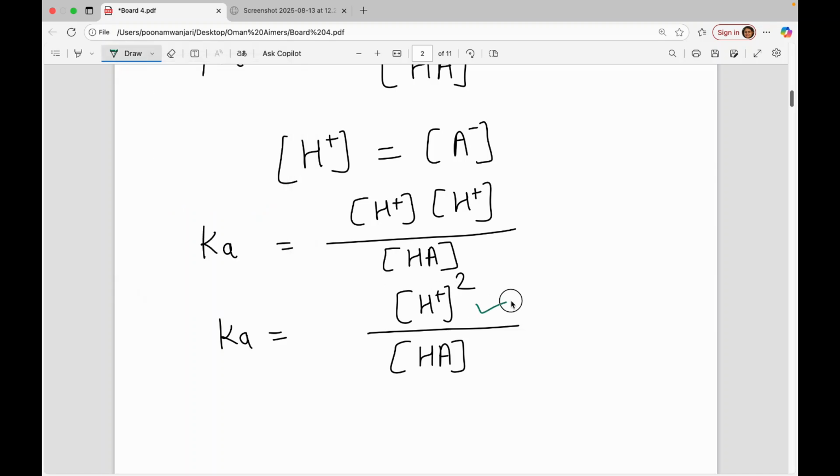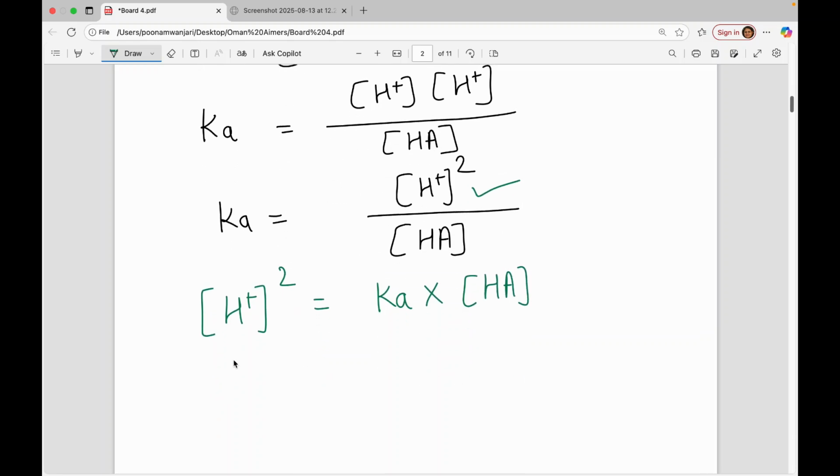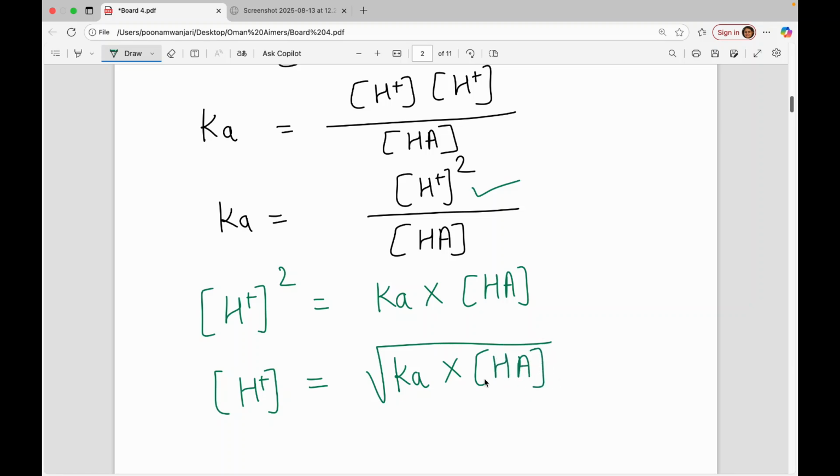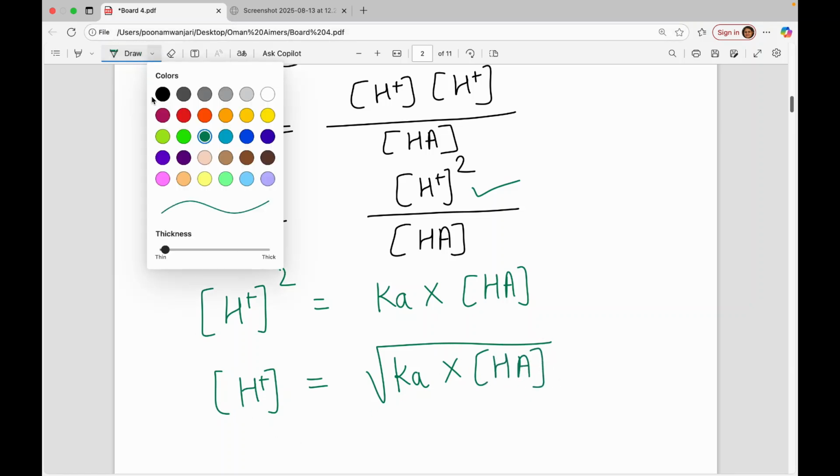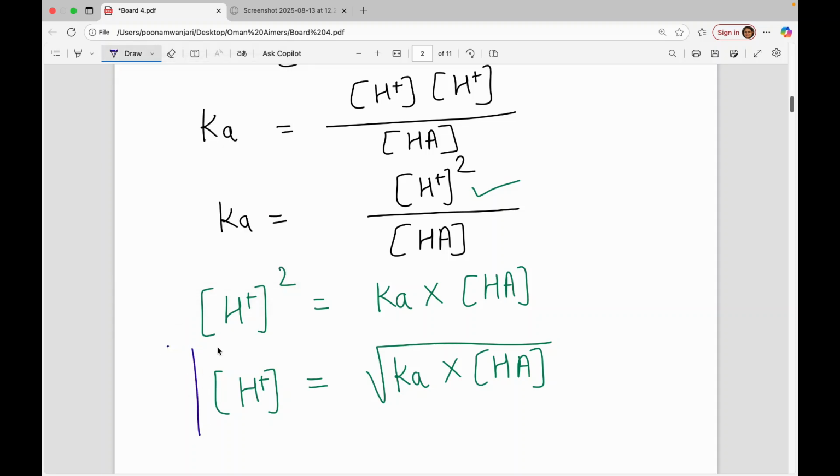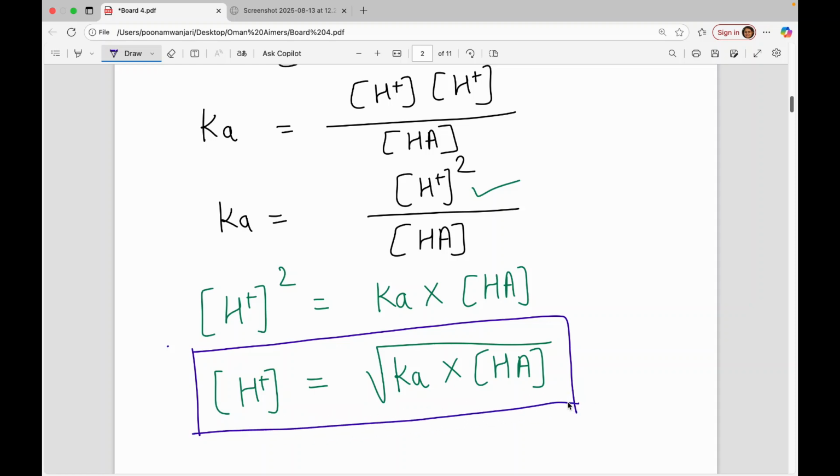So see, first we will calculate this H plus. H plus square is equal to dissociation constant into concentration of acid. It means concentration of H plus is equal to under root of Ka into concentration of an acid. So this is the equation, student. By using this equation we can calculate H plus ion concentration in given weak acid. So this is your equation number 2.